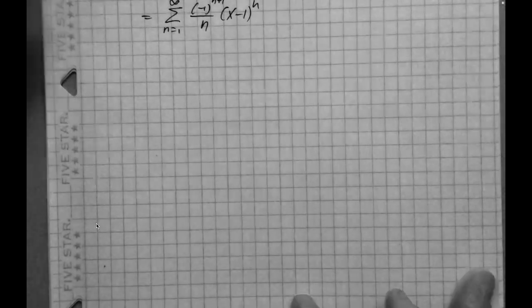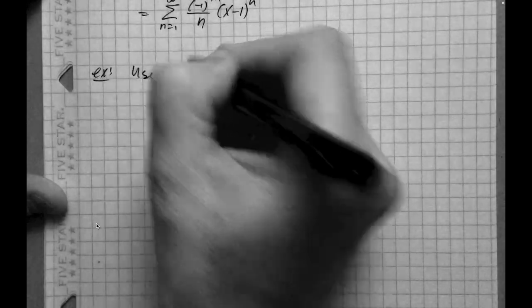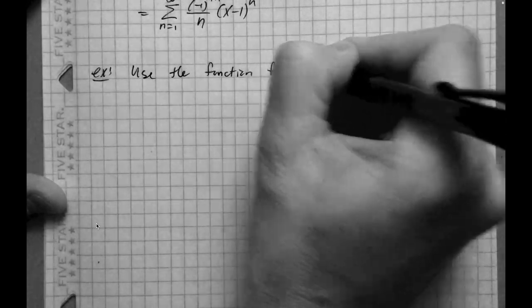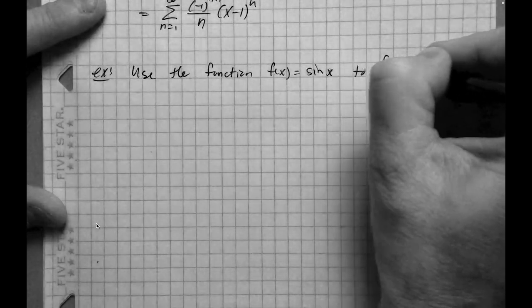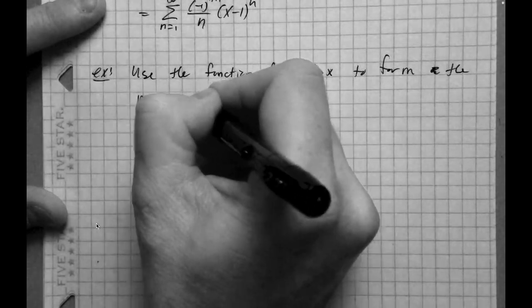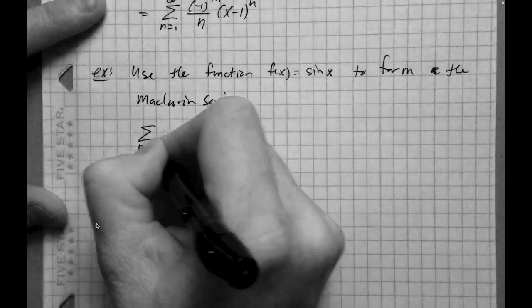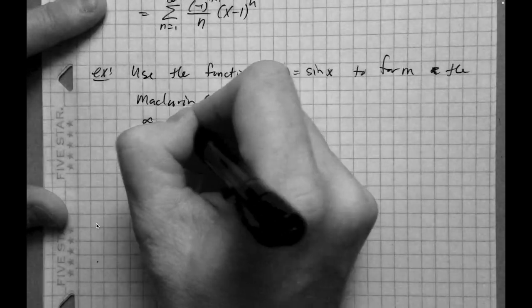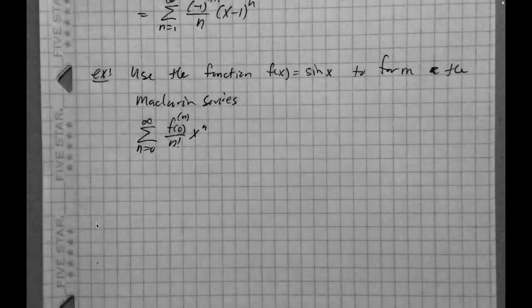Let's take a look at another example here. So here what we're going to do is we're going to use the function f of x equals sine of x to form the MacLaurin series, and that'll be this guy here, n equals 0 to infinity of f of 0, that's the nth derivative, divided by n factorial times x to the n.